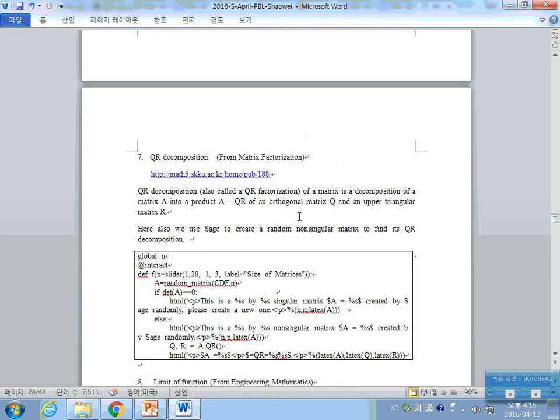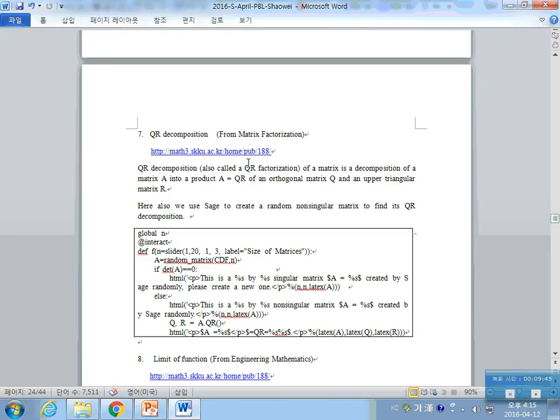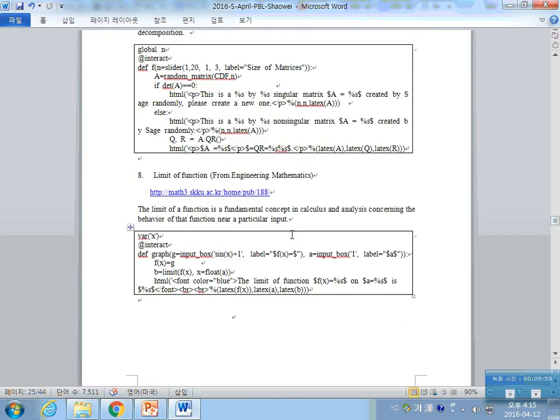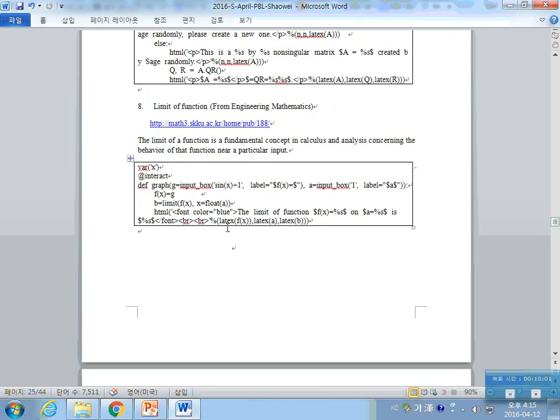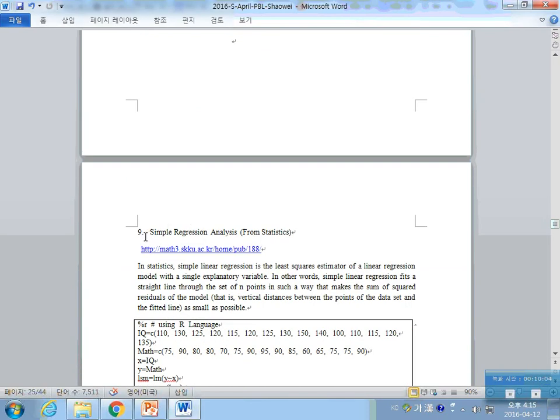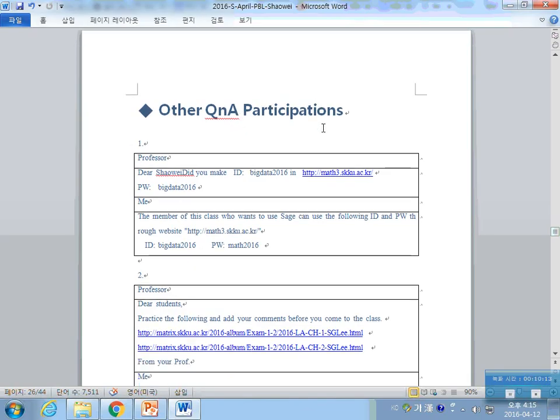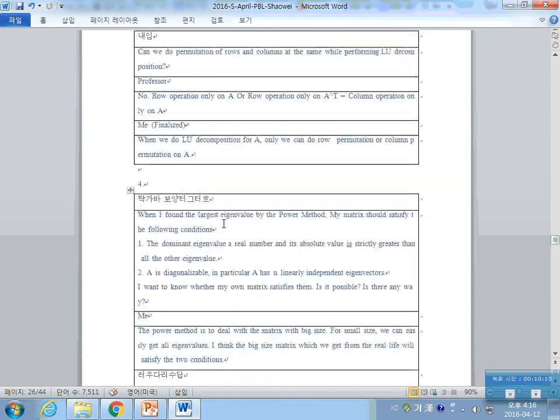And the remaining ones are about the QR decomposition and the limit of the function. Most of the time is gone, so I did not show them in detail. There is also some simple analysis with R. And the other Q&A participations are shown following.